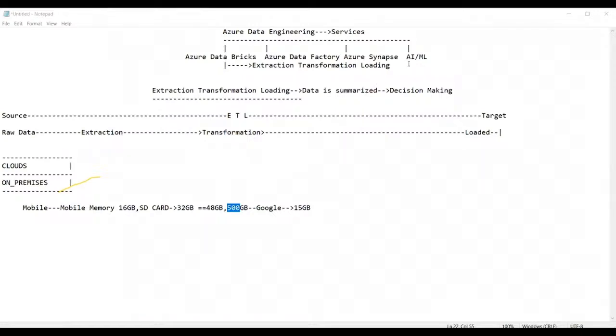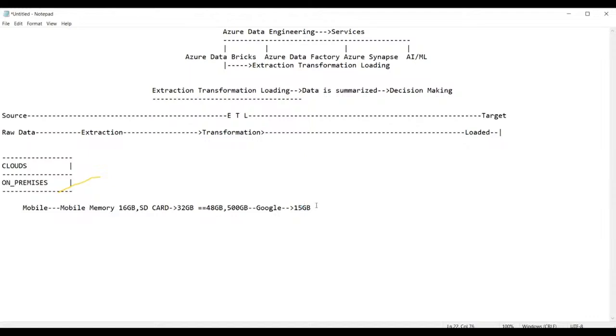My question is that my mobile memory already has 16 GB memory, and I have installed an SD card with 32 GB memory. Totally both the memories amount to 48 GB, but I have some more 500 GB to be stored. So for that, I took the support of Google Drive, and Google Drive is providing only 15 GB memory. What is the alternative for me now?